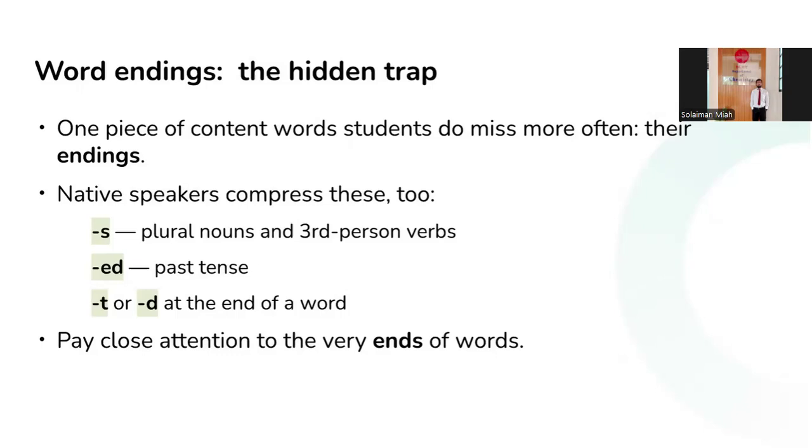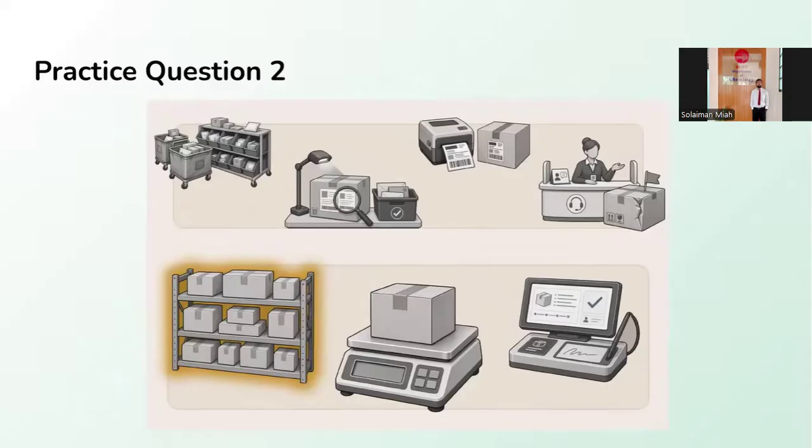Unlike function words, you can't really anticipate them through the chunk shape of the sentence. You don't see the sentence ahead of time, so you don't know what's plural or past tense until you hear it. So as you listen, pay close attention to the very ends of words. Put another way, for this task, the form of the content word is just as important as the content word itself. Here's another listen and repeat example for you to try.